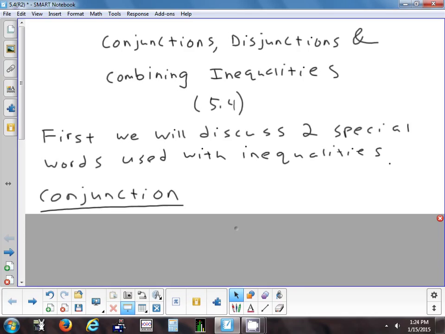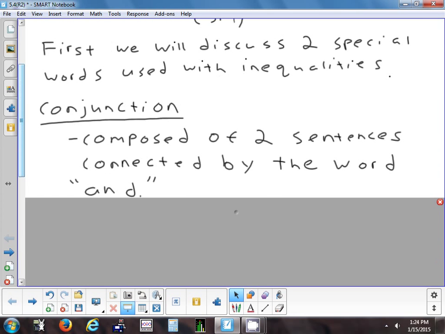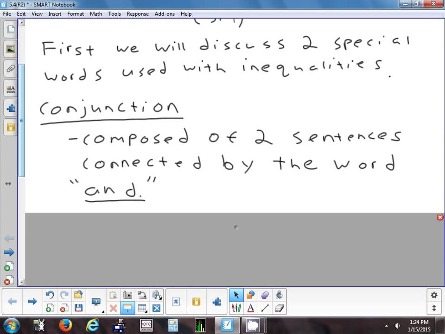Like if I said, I want you to go to the store, and I gave you a list of things, say, to make it simple, two things to pick up. I want you to pick up this, then the word, and. So that's one thing you want to write down. A conjunction is composed of two sentences connected by the word and.